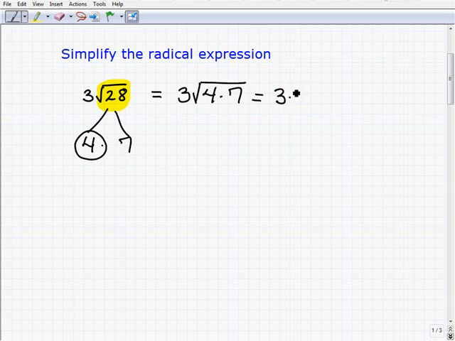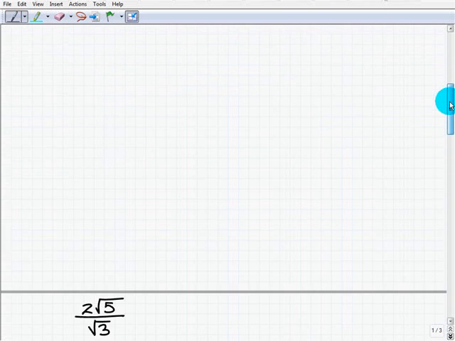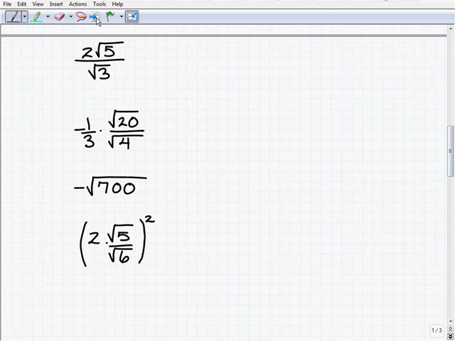So this is going to be 3 times the square root of 4 times the square root of 7, and now I can get out that perfect square and take the square root of that particular number. So this is going to be 3 times 2 times the square root of 7, or 6 times the square root of 7. Okay? So not too difficult, but just take your time, step by step, and if you identify a perfect square factor, then you should be well on your way. It's not too complicated. All right, let's go down and take a look at our next problem.